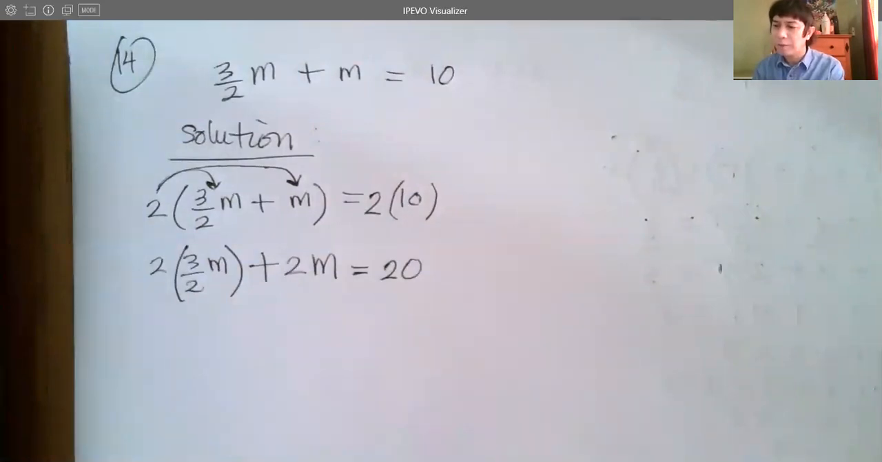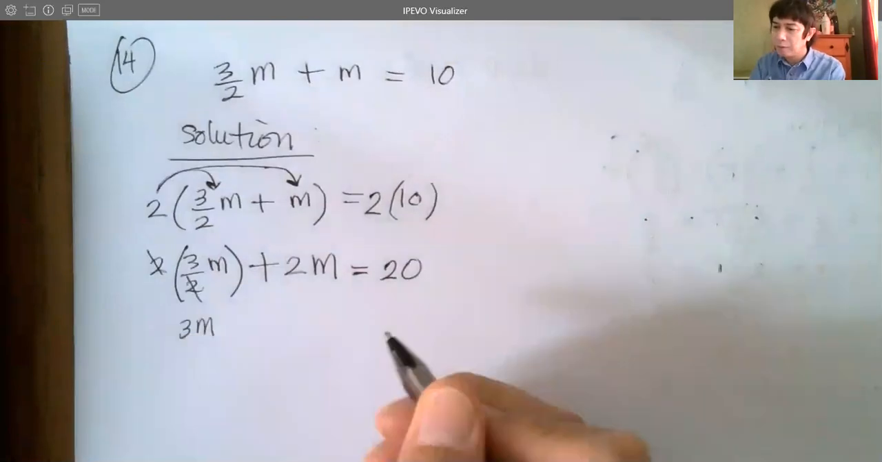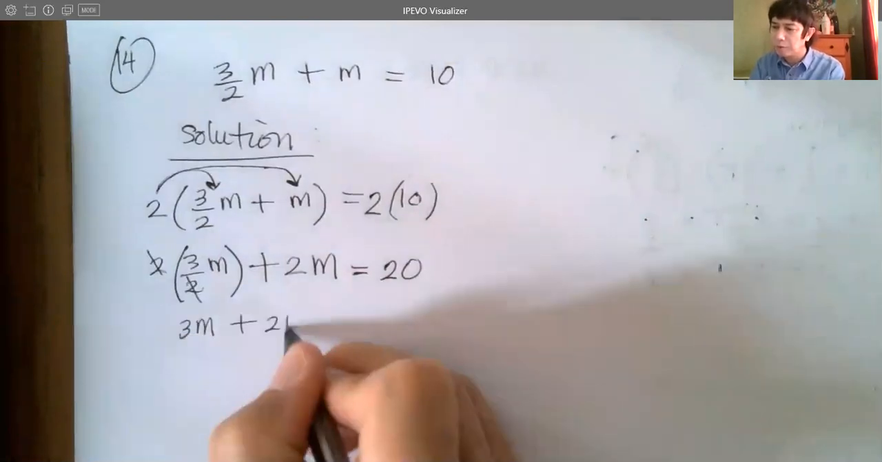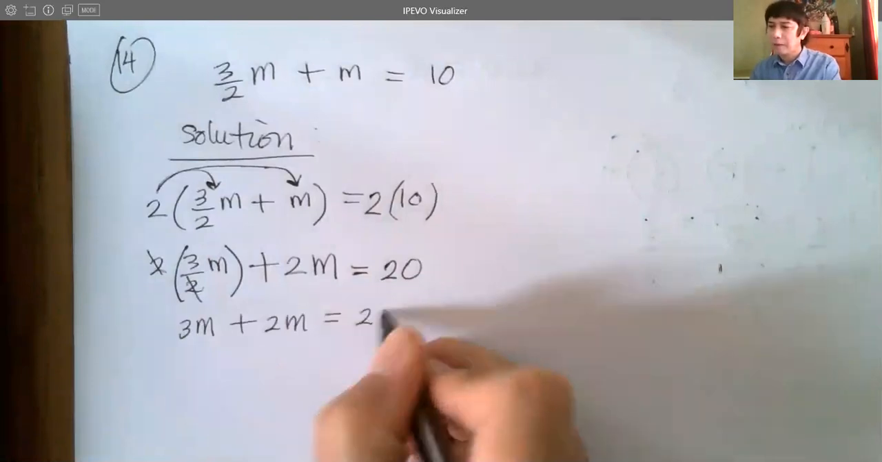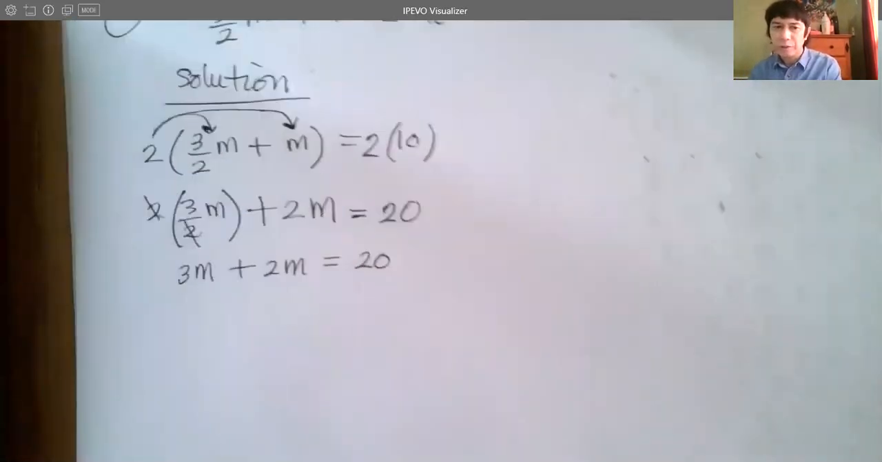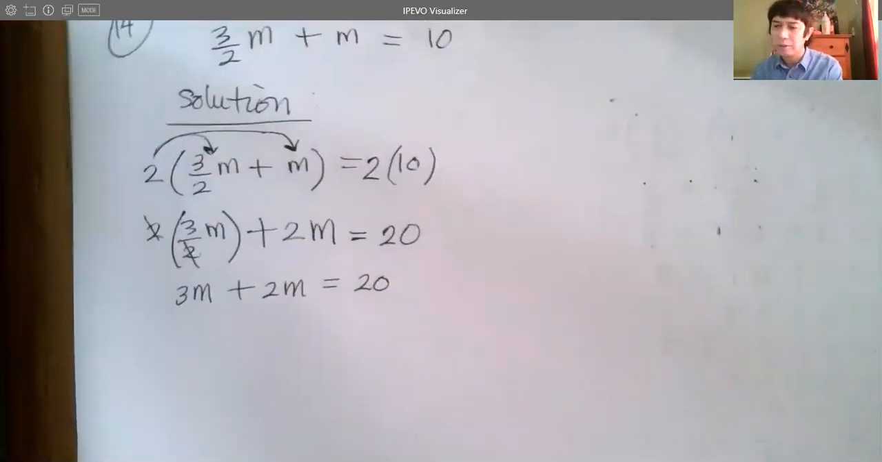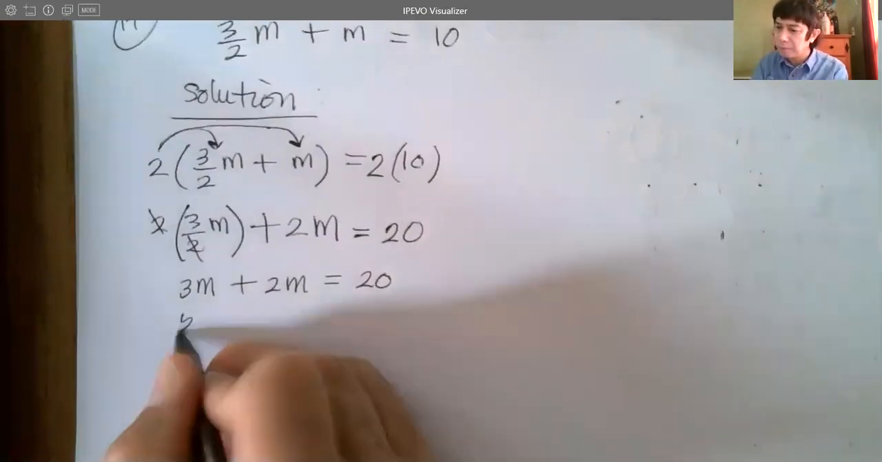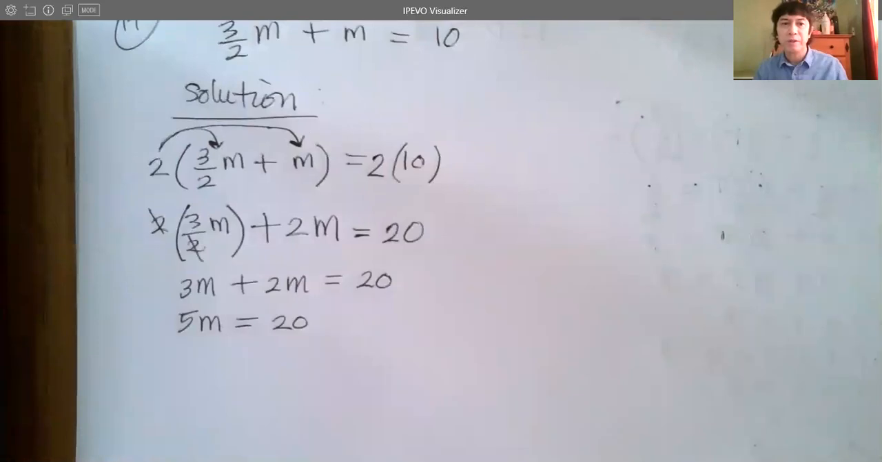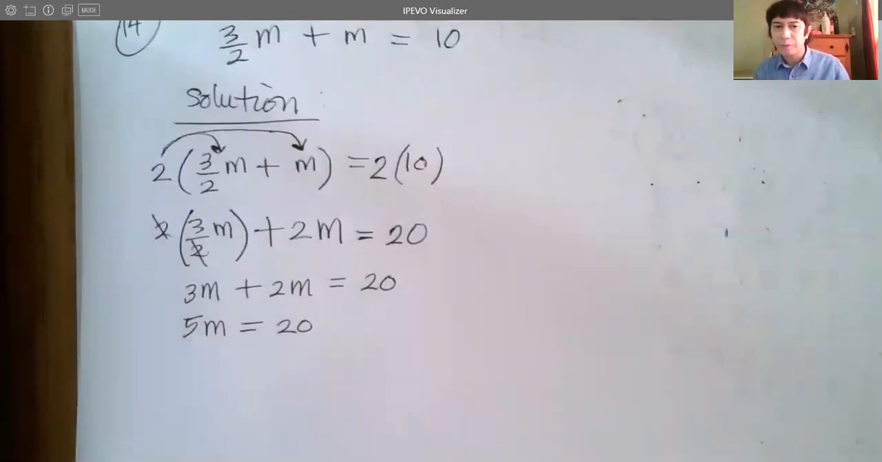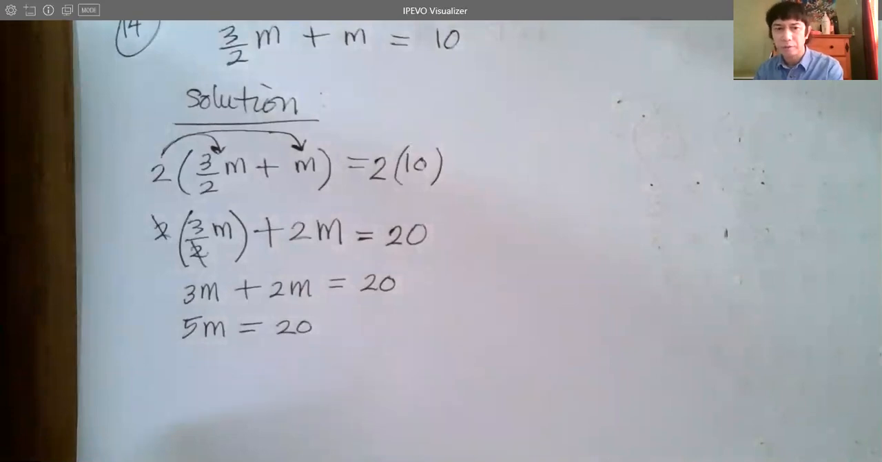And so you can see by simplification, this number 2 divides by the number 2. And we will be left with 3m plus 2m equals 20. There. And so we're going to continue with simplification, combining like terms. This will be 3m plus 2m is simply 5m equals 20. And at this point, we don't have any fractions anymore. And we will just apply the division property here.